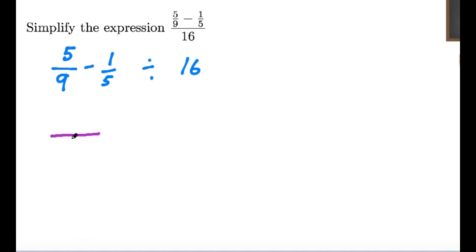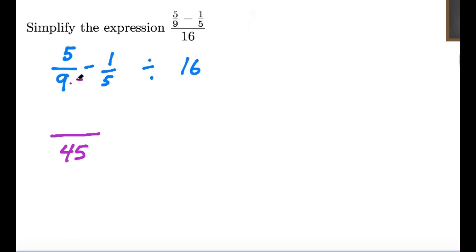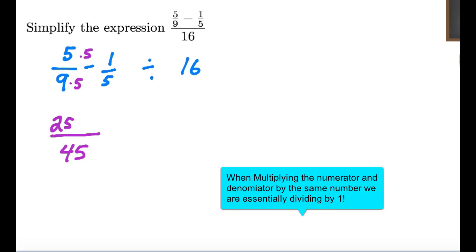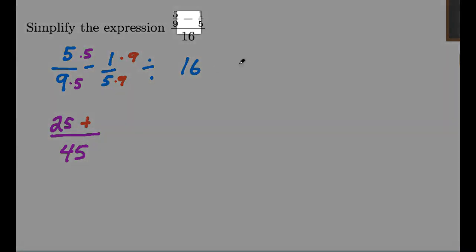I'm just going to multiply 9 times 5, and that's 45. So in order for 9 to get to 45, we multiply it by 5 on the top and the bottom. So 5 times 5 is 25. And in order to get 5 to go into 45, I've got to multiply that by 9, so I do the top and the bottom by 9. So 9 times 1 is 9, so I get plus 9, or excuse me, minus 9 there, because there's a minus sign.